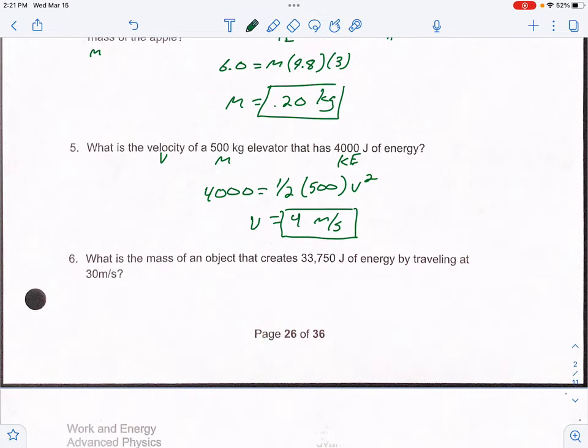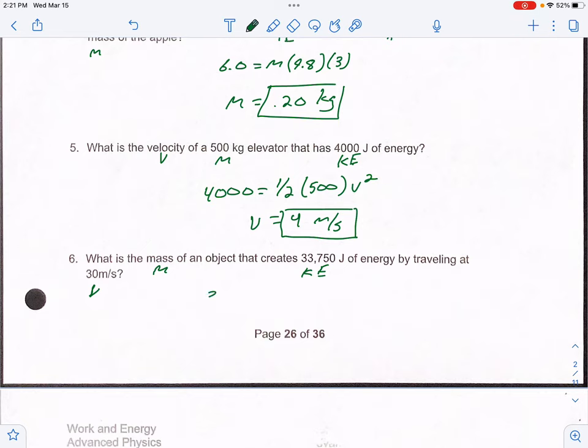6, what is the mass of an object that creates 33,750 joules of energy by traveling 30 meters per second? So I'm looking for a mass. I gave you energy, and I gave you a velocity, so that means we're going to be dealing with kinetic energy. So we're going to do the same thing. Now we're just looking for mass.